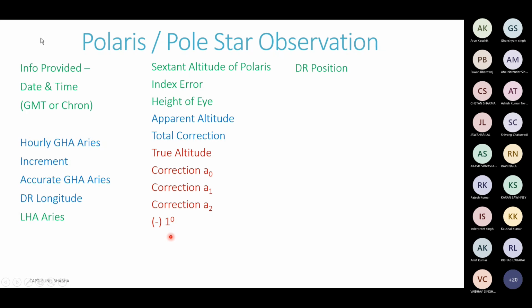If you look at the Polaris table also, at the bottom of the table, you will have this formula given. So the table also mentions this formula: true altitude plus A0 plus A1 plus A2 minus 1 degree. And when you apply these corrections and subtract 1 degree as per the formula, you get the observed latitude. Observed latitude is obtained.